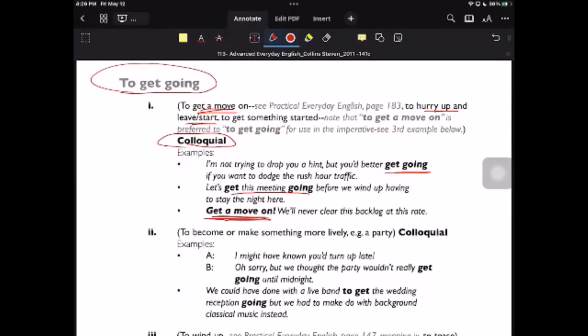Another meaning for it: to become or make something more lively, for example a party. Collocation as well. So I might have known you'd turn up late. Oh, sorry, but we thought the party wouldn't really get going until midnight. Get going until midnight. Oh, started to be lively until midnight. We could have done with a live band to get the wedding reception going, but we had to make do with background classical music instead.